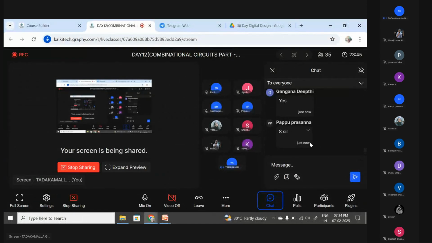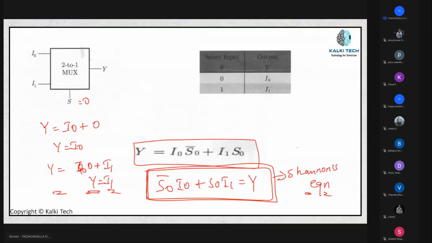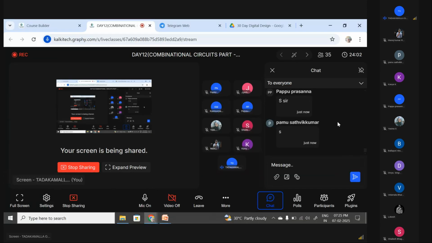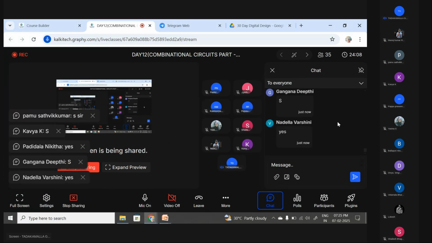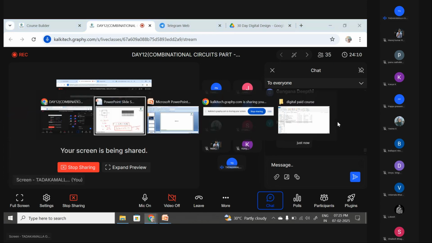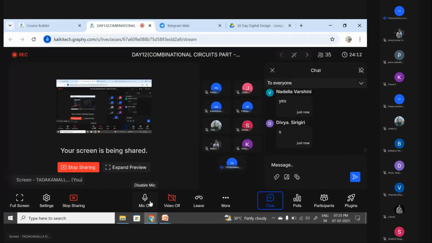Okay? And in some problems, you will have notations like this, 0 and 1 written inside the multiplexer. Has anyone seen this particular notation which is written inside your multiplexer, 0 and 1? Yes, very good.